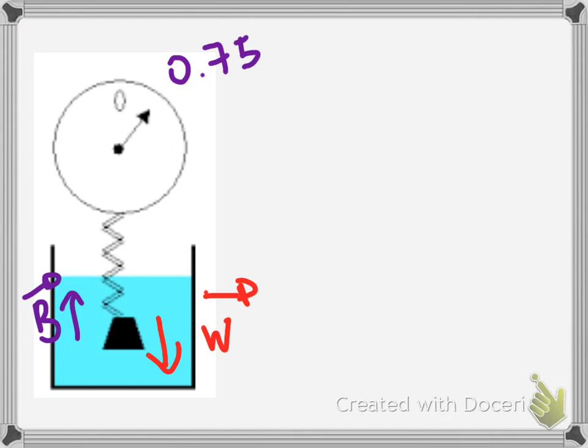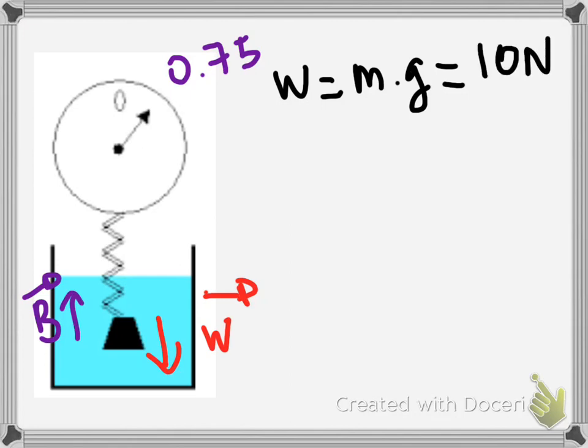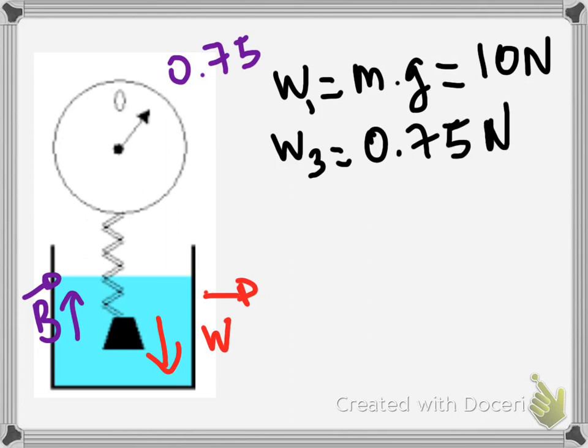So let's write again the forces that are involved in this third experiment. We have the weight, let's write in black. We have the weight of my object, this is the mass times gravity. Remember, we calculated it in the first experiment, it was 10 newtons. And now we have the weight in this unknown fluid. This is the third experiment, and this weight in the unknown fluid is 0.75 newtons.